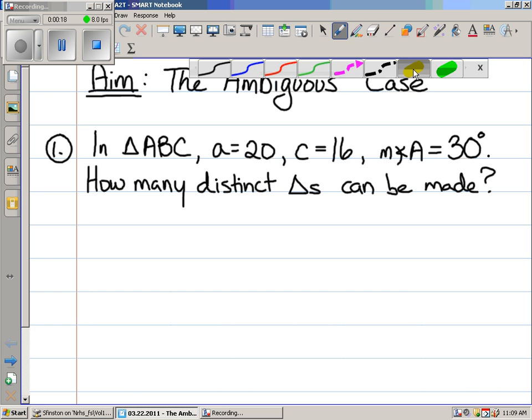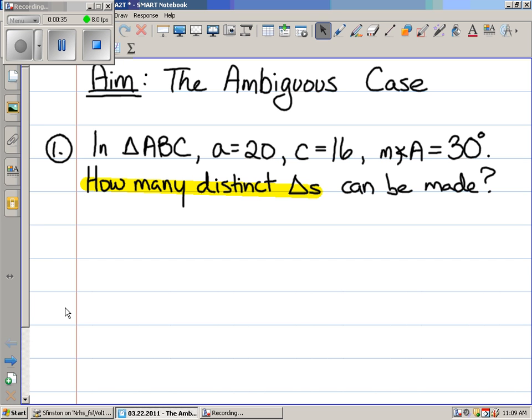All right. If on your Regents exam you see this wording in the question, how many distinct triangles, you automatically have to do this process, and we're going to do it right now. How many distinct triangles can be made? Let me give you the options. There are three options: either 0 triangles, 1 triangle, or 2 triangles can be made. That's always it. There's only 3 options: 0, 1, or 2.